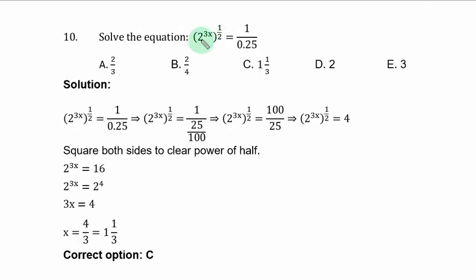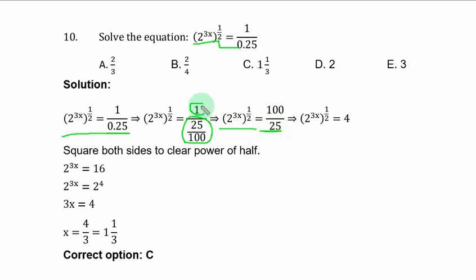Question 10. Solve the equation. This equation is exponential. Let us take the solution. Now, this is the given problem. You need to convert 0.25 to an ordinary fraction. That is 25 over 100. Now, we have the left hand side. If you divide 1 by 25 over 100, it becomes 100 over 25 in this form.